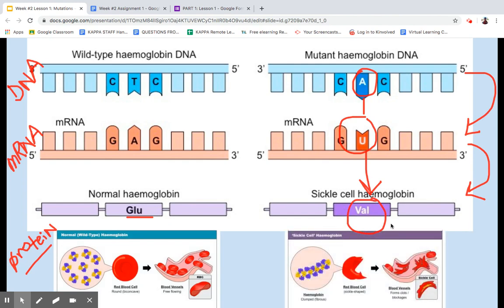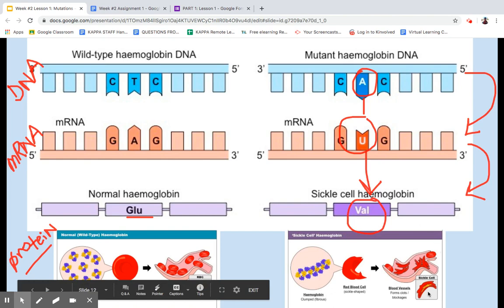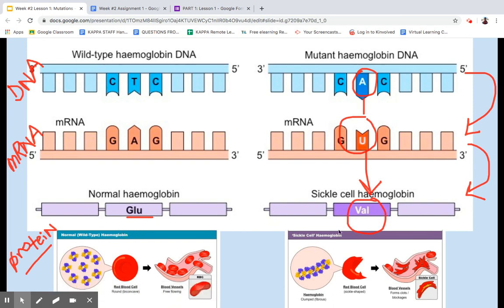And this VAL amino acid in the protein causes hemoglobin to be a different shape, causing the red blood cells to be this sickle shape. So over here is your normal red blood cell shape. Over here is your sickle cell shape.